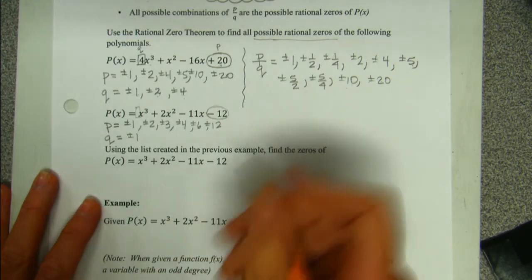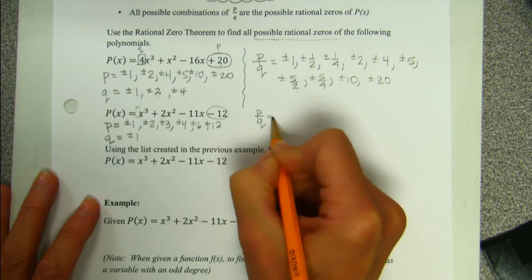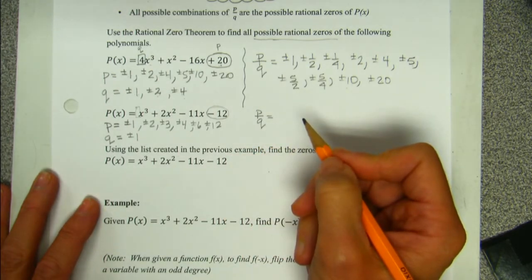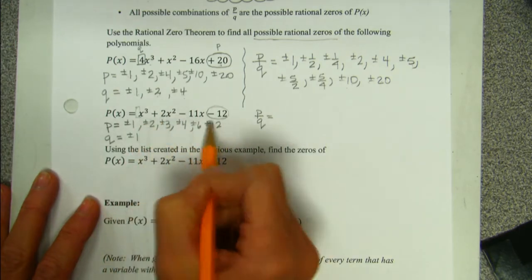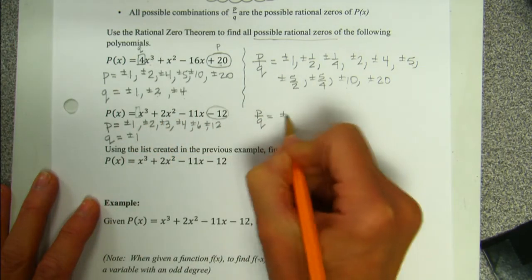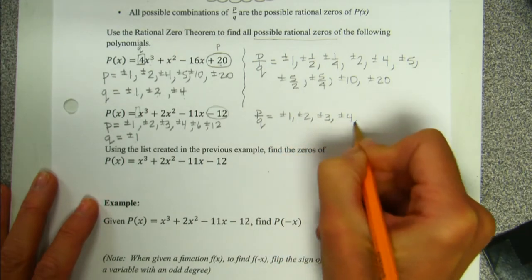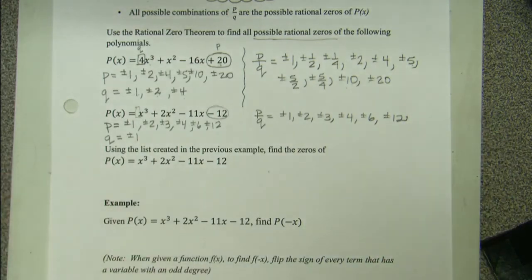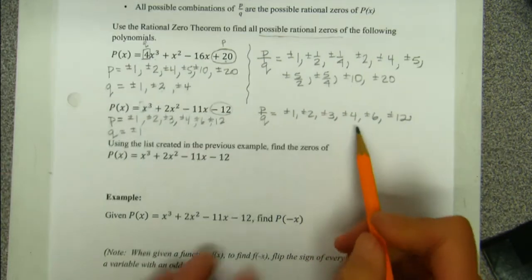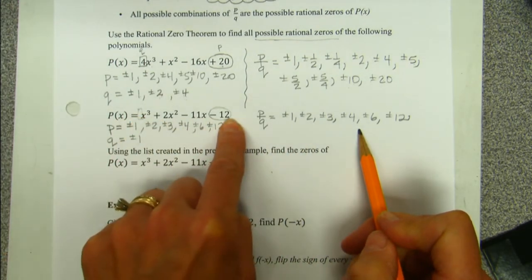So does it make sense to you that my list of P's over Q's is going to be the same as my list of P's? Because I'm just going to take all my P's and put them over 1. So I'll get plus or minus 1, plus or minus 2, plus or minus 3, plus or minus 4, plus or minus 6, plus or minus 12.